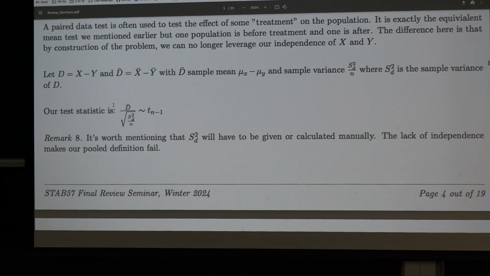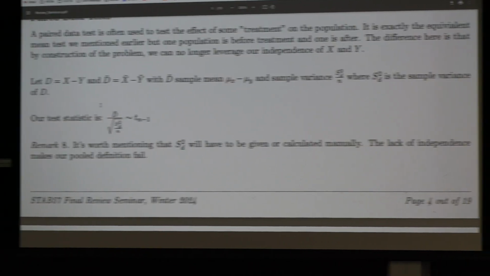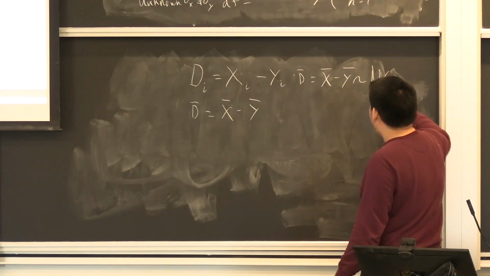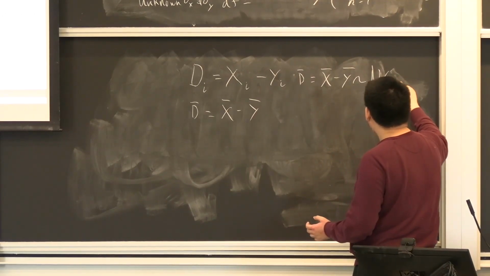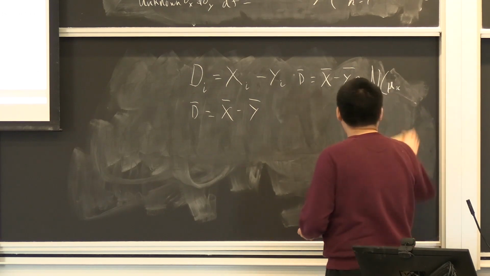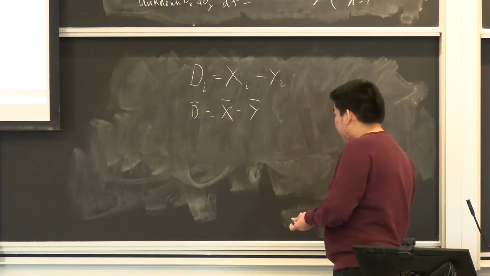So our test statistic looks very similar. We use the fact that x minus y, which is equal to d, is still normally distributed. Now, our mean is not affected. Our mean is still, I believe, mu of x. We still use the fact that it is technically normally distributed.